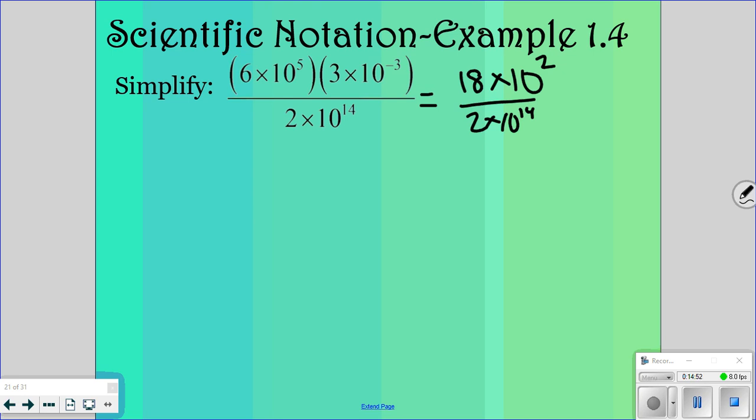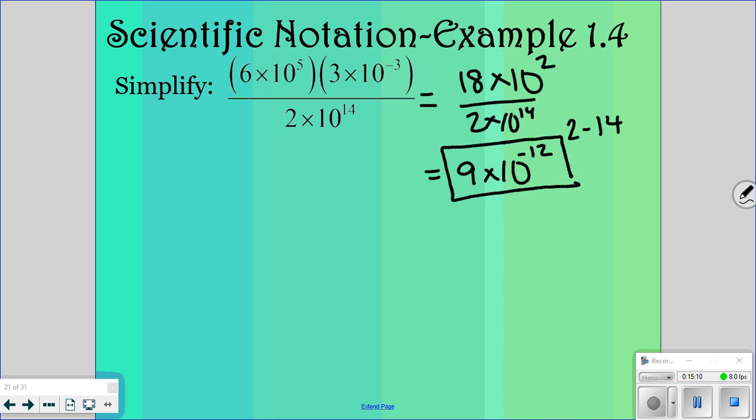After that, you want to divide. So 18 divided by 2 is 9. And then our exponents here, when you divide, you have to subtract. So 2 minus 14 is negative 12. And so that would be your answer. Okay, so that's all you have to do with those. If you have taken Saxon math, you have done these before. They were preparing you to be able to do these types of problems, and you didn't even realize it.